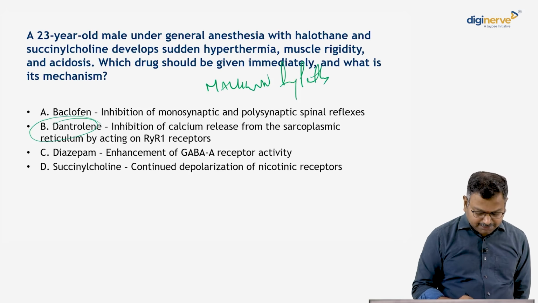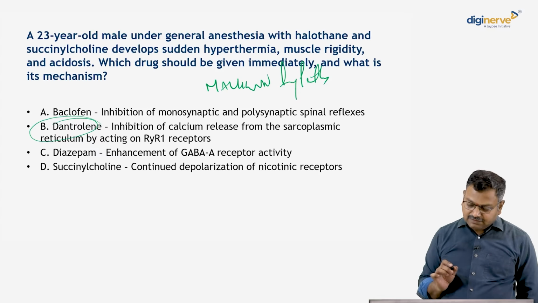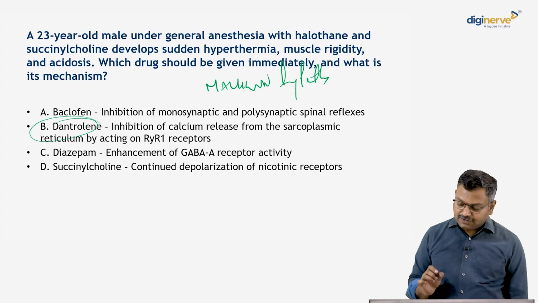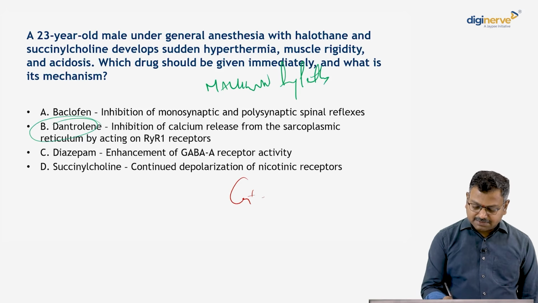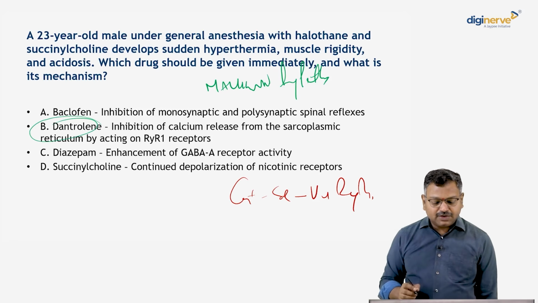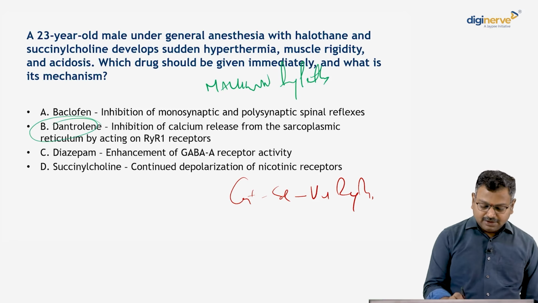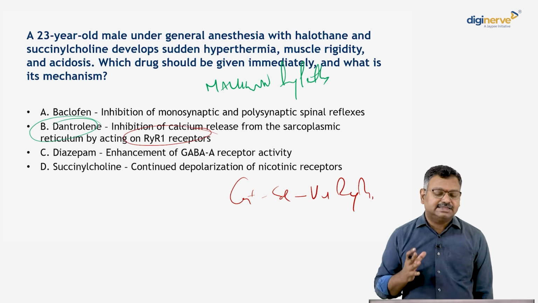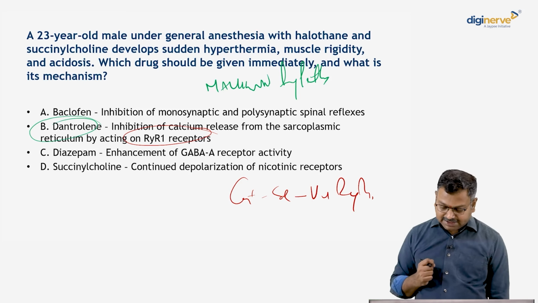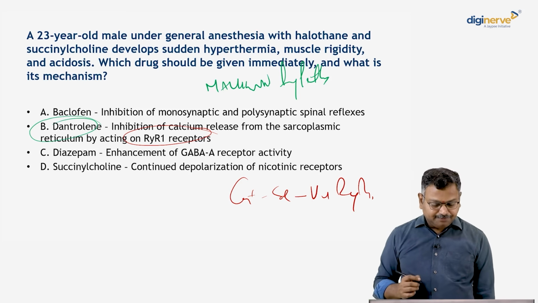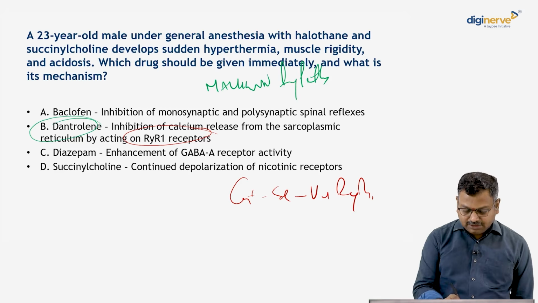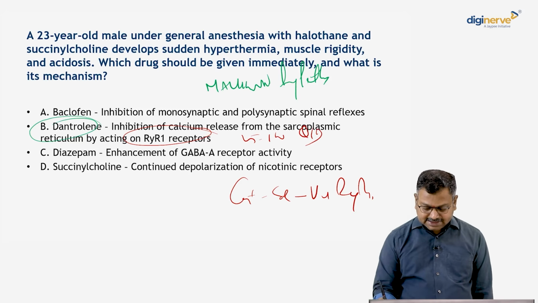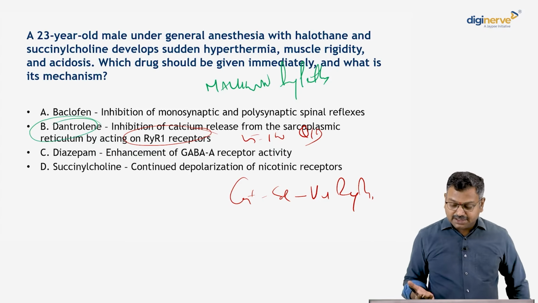So remember, malignant hyperthermia is a lethal condition produced by the release of calcium from the sarcoplasmic reticulum via the RyR1 pathway. Dantrolene is an inhibitor of the RyR1 pathway, which helps us decrease this rigidity, decreases the hyperthermia, and also protects the heart. So we give dantrolene 25 to 100 milligrams QID, and that decreases the spasticity. It can be used in other conditions also.